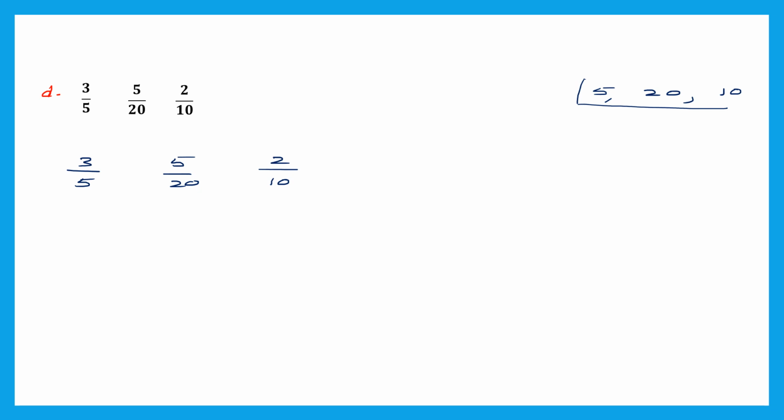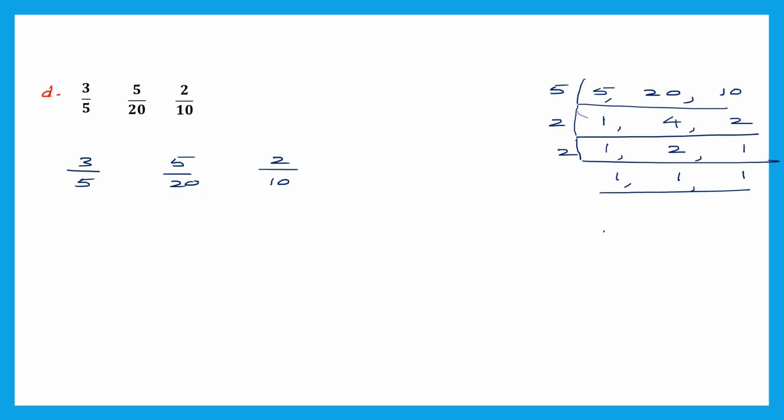Now they're all divisible by 5. So let's use 5. 5 ones are 5. 5 fours are 20. 5 twos are 10. Now you can't use 5 anymore. We can use 2. Bring down 1 as it is. 2 twos are 4. 2 ones are 2. Continue with 2. So 1, 2 ones are 2 and 1. So they're all 1 now. You can stop dividing. So what is our LCM? Multiply all the divisors. So 5 into 2 into 2. So what do we have? 5 twos are 10. 10 twos are 20. So the LCM is 20.